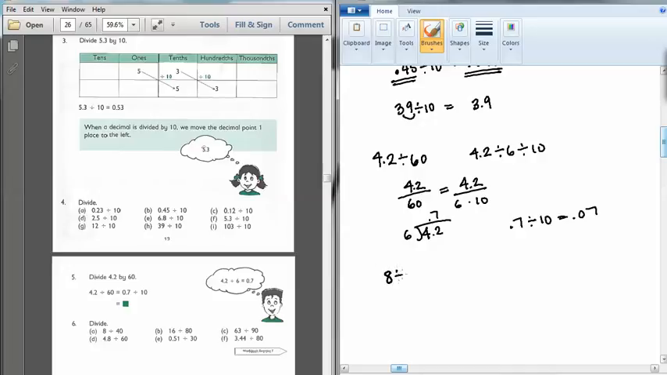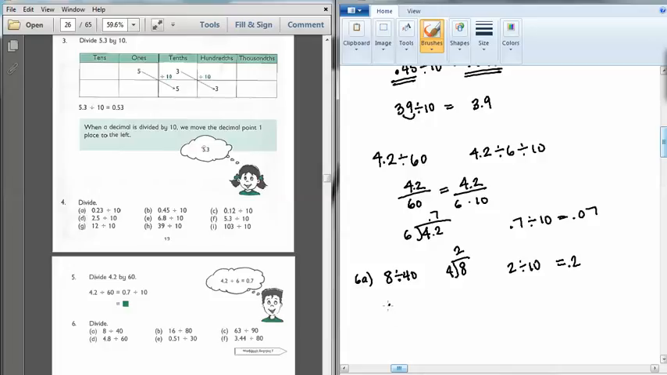Alright, let's try this one. 8 divided by 40. This is number 6A. 8 divided by 40 is 8 divided by 4, which is 2. And then that 2 still needs to be divided by an extra 10, because I'm dividing by 40, not just 4. So that's 0.2. Alright, that makes sense.